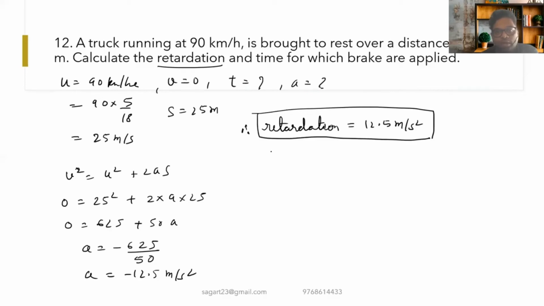Okay, and time is equal to... here we have v = u + at. So 0 = 25 + (-12.5)t. Therefore we can get t as 25 upon 12.5. So that will be 2 seconds.